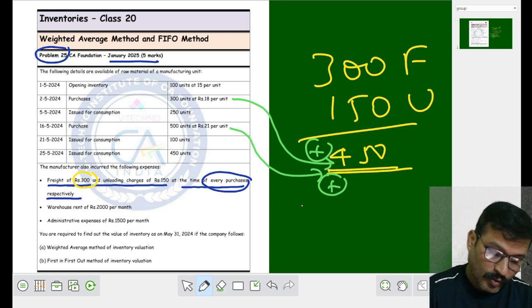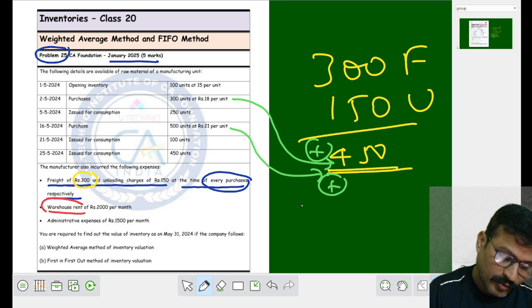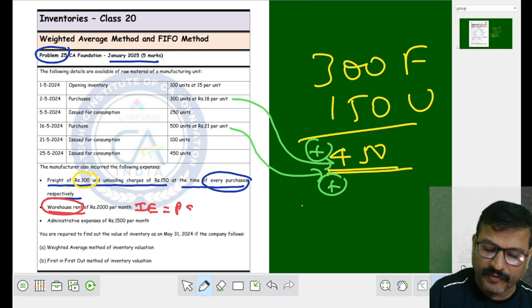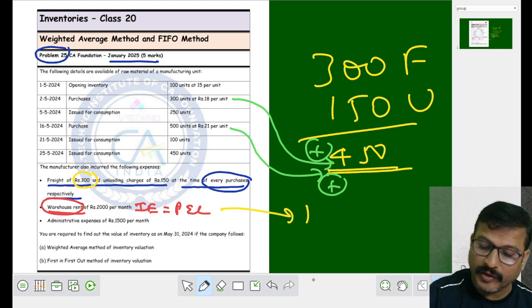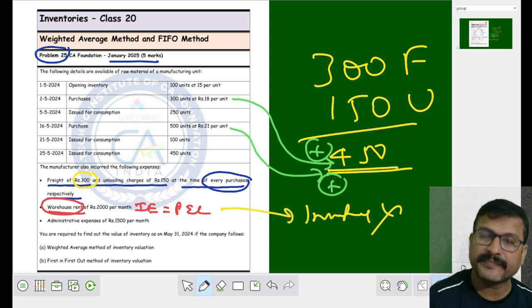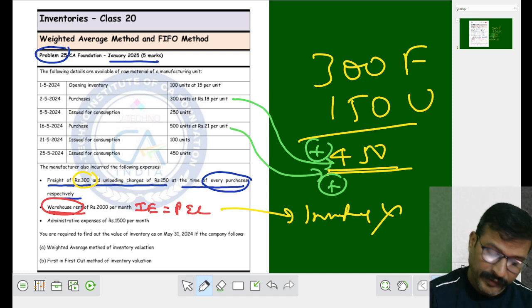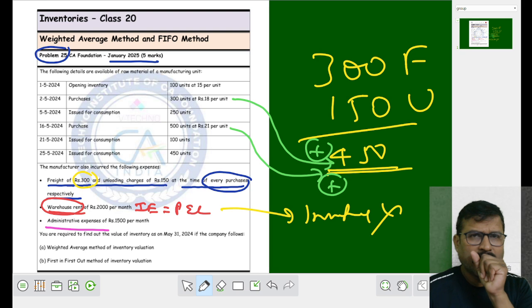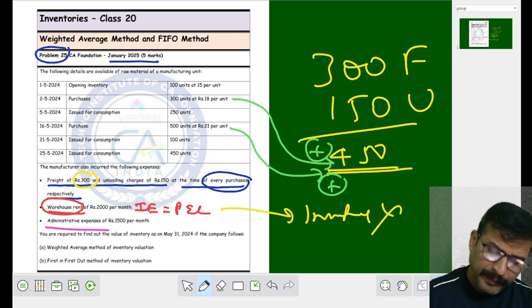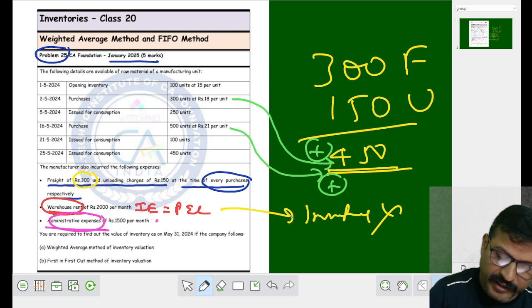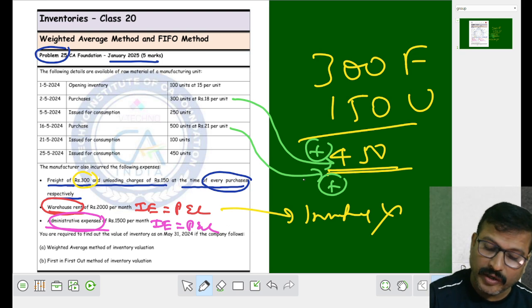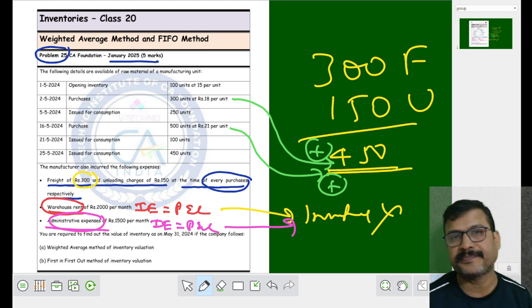Here, warehouse rent. My dear children, warehouse rent is an indirect expense. It is to be taken in the profit and loss account, but it is not to be taken in inventory. It should not be taken for inventory valuation. Then we have administrative expenses. Administrative expenses are also, my dear children, indirect expenses. They come in the P&L account. They should not be taken for your inventory valuation.